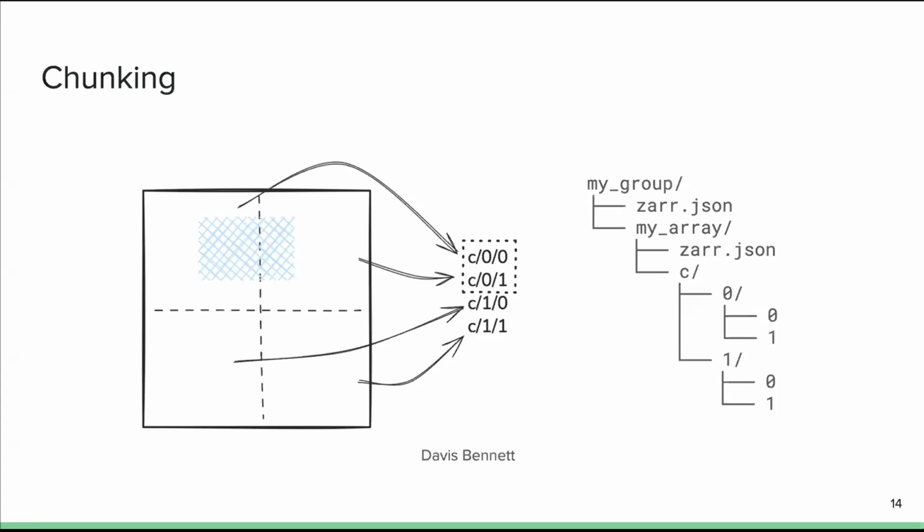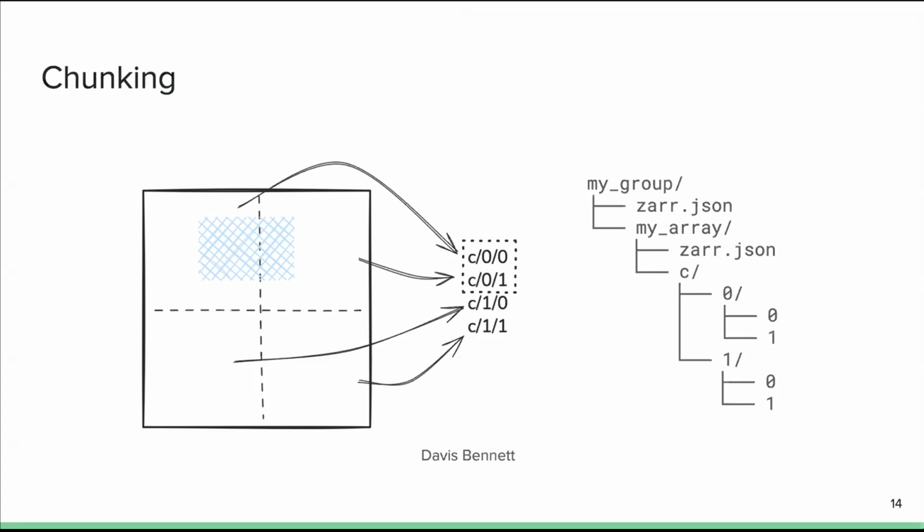So what does this chunking mean? Here's a simple 2D example of an array split into 4 chunks. The array and its metadata are then spread across 5 different files: the metadata in the zarr.json file, and then 4 different chunks, which may then live in a containing group with its own metadata. If we only want to see that hashed blue area, we only need to read 2 of these chunks, which we can do concurrently because they're in different files.